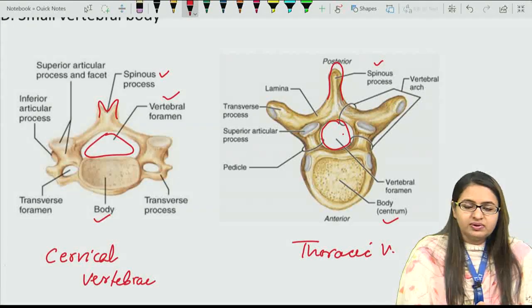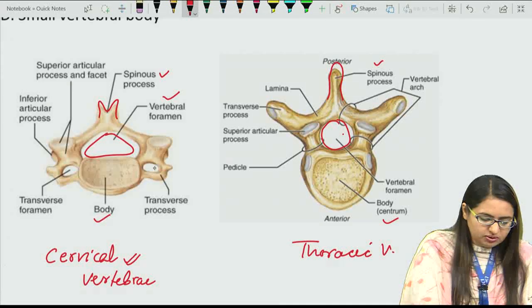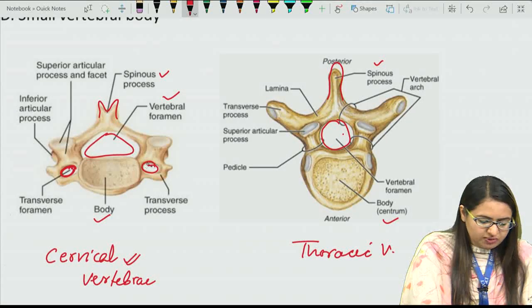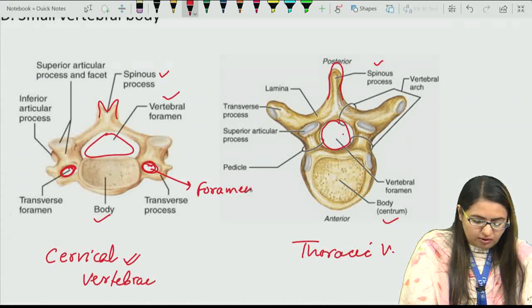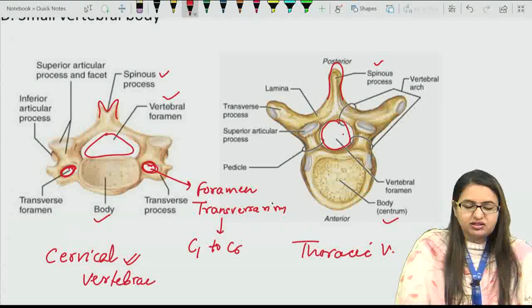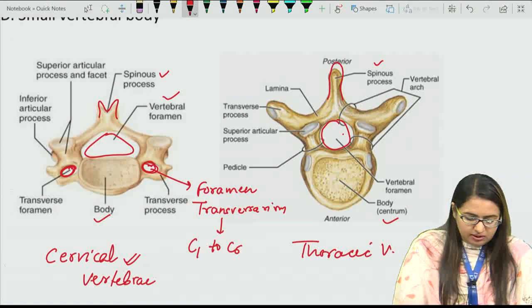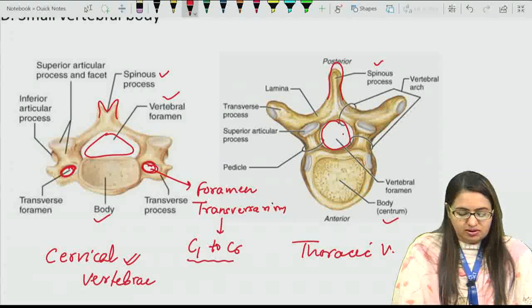Now one of the main characteristics of the cervical vertebra is the presence of the foramen transversarium. On the lateral aspect, in the transverse process, we have these foramina, which are termed foramen transversarium, and these are characteristic of the cervical vertebra. The foramen transversarium of C1 to C6 gives passage to the vertebral artery as well as the veins. The vertebral artery does not pass through the foramen transversarium of C7.